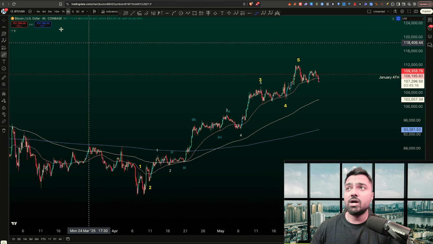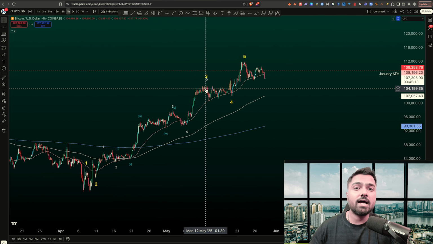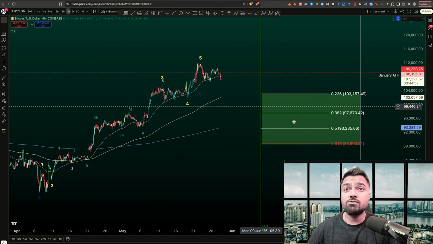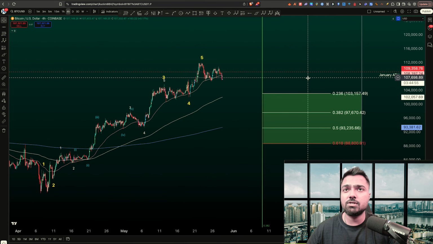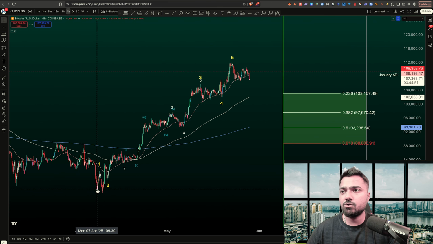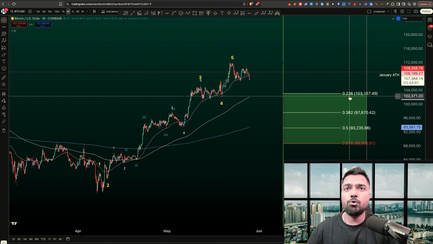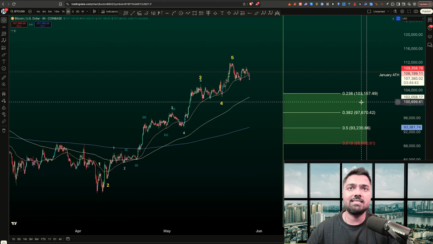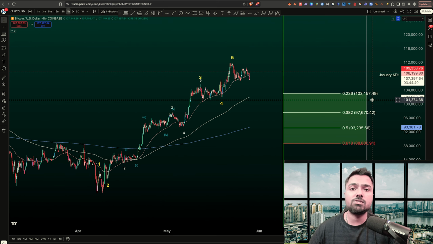And now guys, it becomes very important for us to have a look at the price targets for your wave 2. So guys, right here I have a box on my chart, as you can see right around here, and this is basically your Fibonacci retracement from this high to the low right here. And we have our 0.236 Fibonacci retracement level sitting at $103,000, which is going to be your minimum level of retrace for a wave 2.